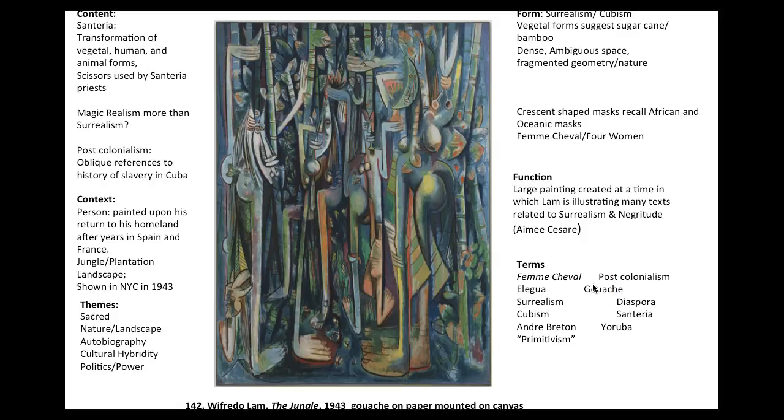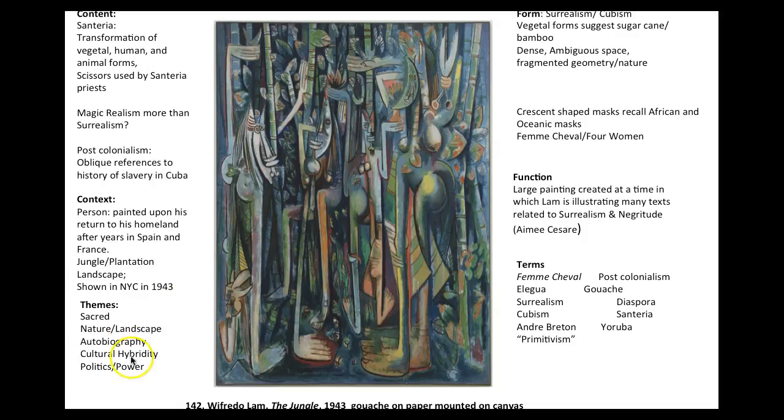So if we're looking at this picture, the content is showing us a transformation of humans and animals. They even say that sometimes there are scissors. We are looking at post-colonialism, which is an oblique reference to the history of slavery in Cuba. The context is that the artist painted it upon his return to his homeland after years in Spain and France. It shows almost a jungle-like or plantation landscape. You can tell that by the greens here. And it was shown in New York City in 1943.